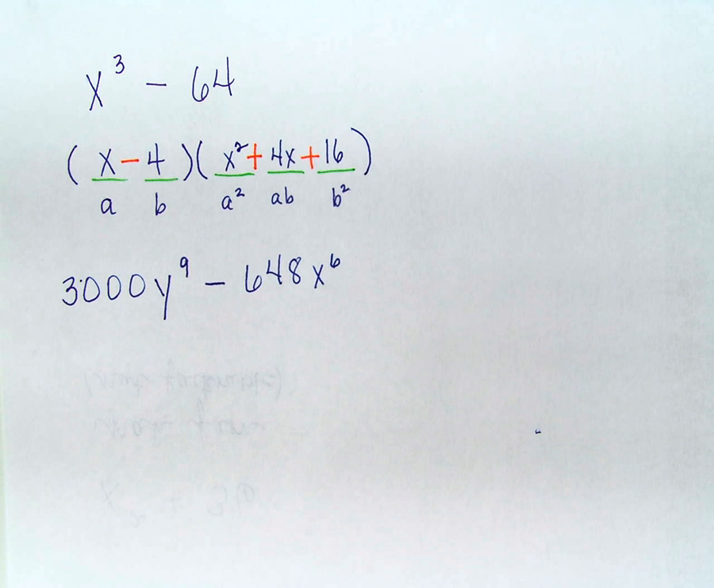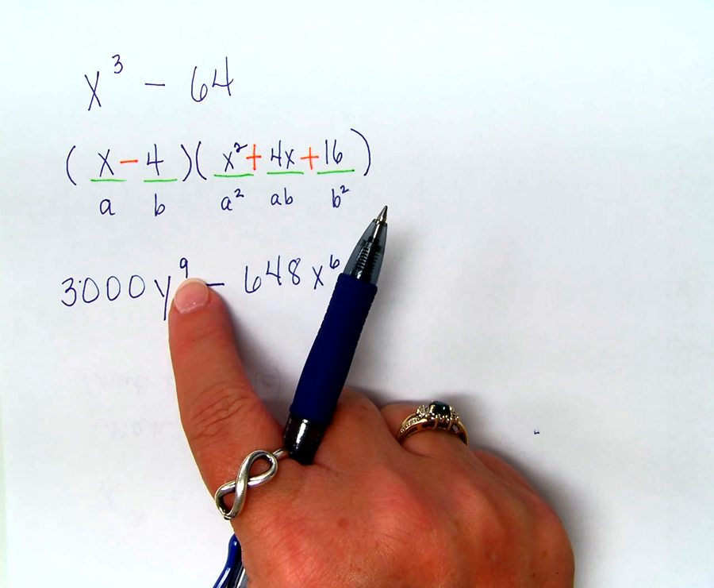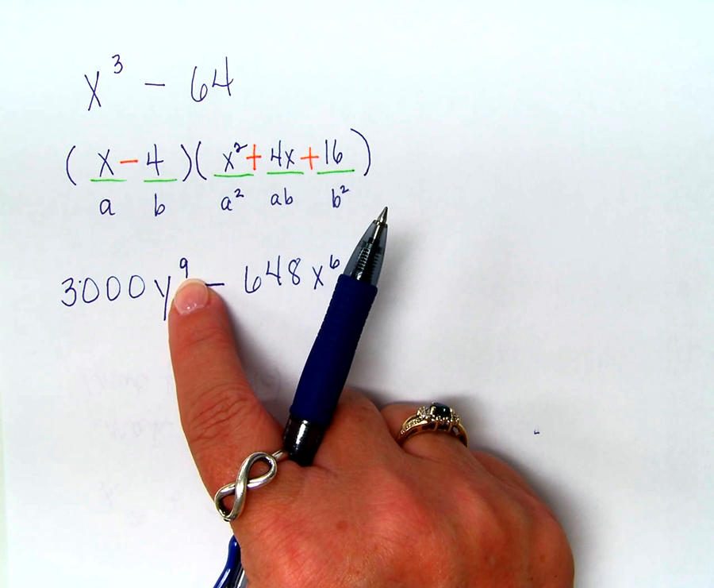This one's pretty hard. So what's the first thing we have to decide? Is it the difference of cubes? Yes, it is. It's 3 more than 9, right? So it could be y cubed, y cubed, y cubed. That's y to the 9th, right?